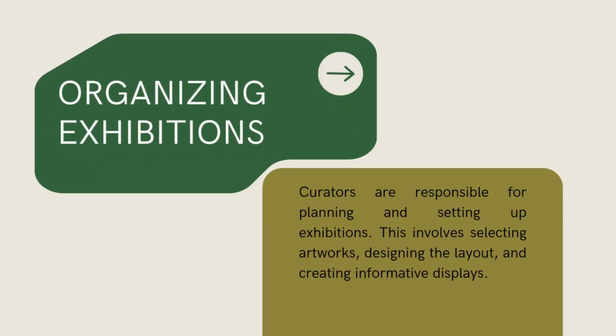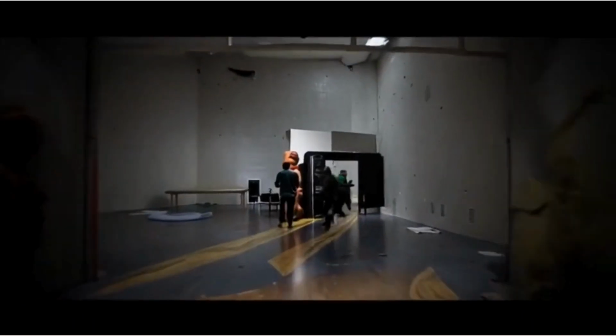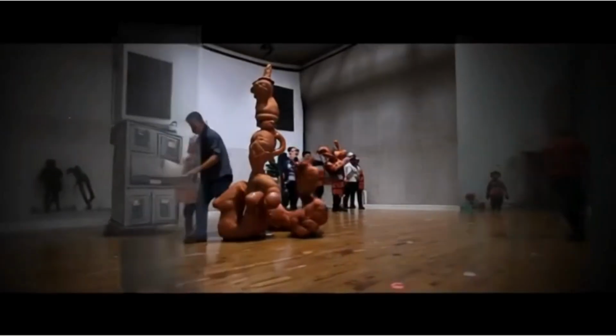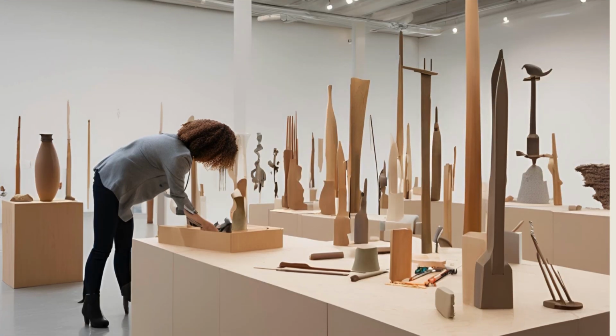Number 2, organizing exhibitions. Curators are responsible for planning and setting up exhibitions. This involves selecting artworks, designing the layout, and creating informative displays. Example, a curator might organize an exhibition on modern sculpture, choosing pieces from various artists and arranging them in a way that tells a cohesive story.